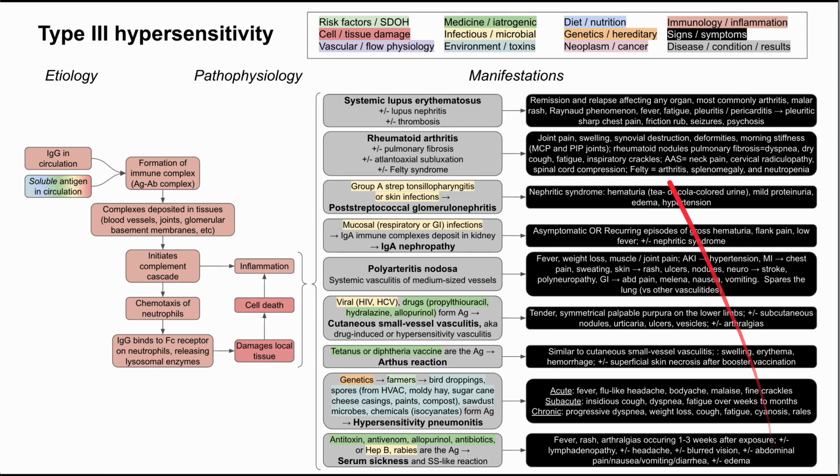So in general, look at all these manifestations. You can get a sense for where these complexes deposit, and I've listed them here. The blood vessels leading to the vasculitis-like symptoms, the joints leading to arthralgias, the glomerular basement membrane leading to the nephritic syndromes that we've seen in IgA nephropathy and post-strep glomerulonephritis. And then, of course, there are those constitutional symptoms that you get with any inflammatory reaction like fever and just general malaise.